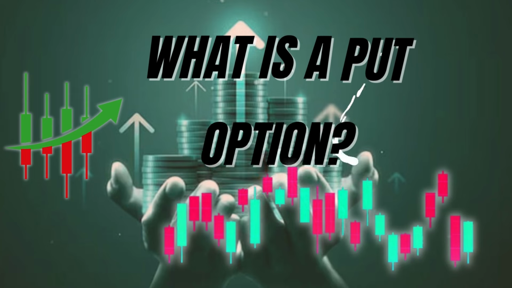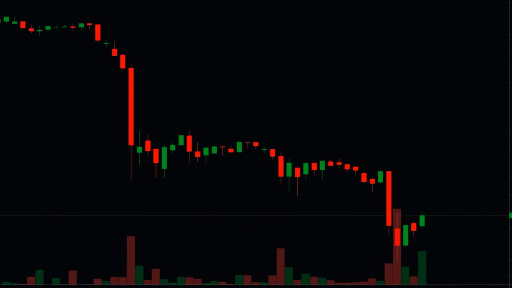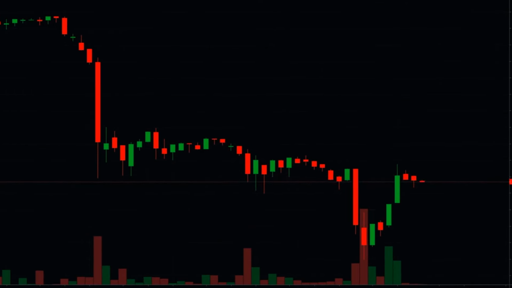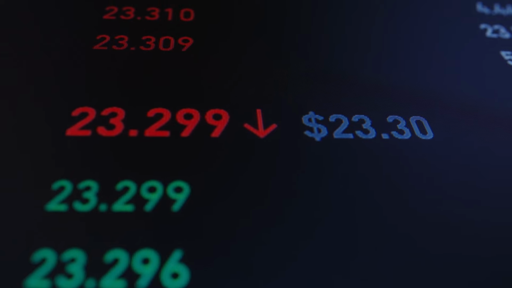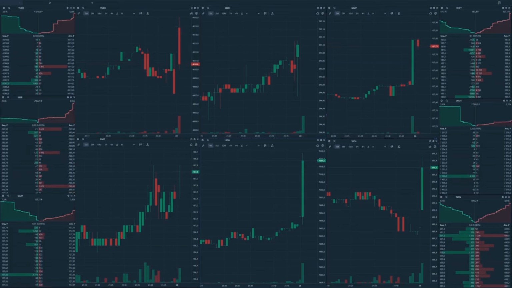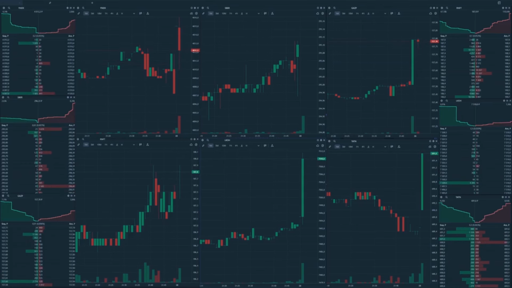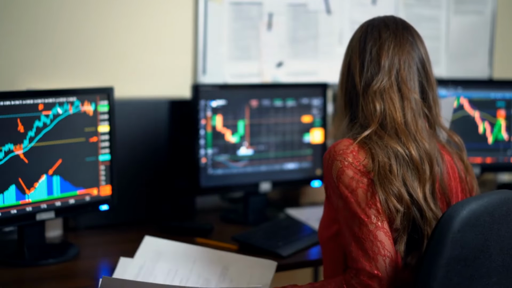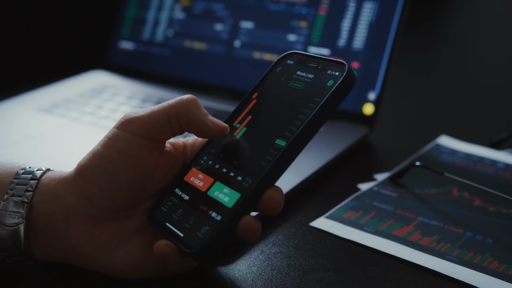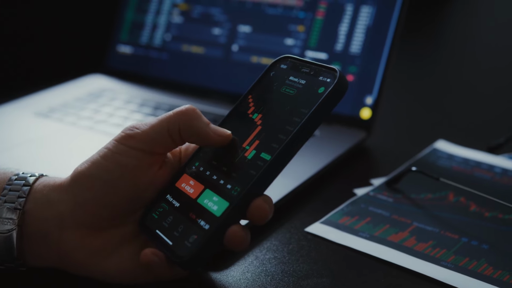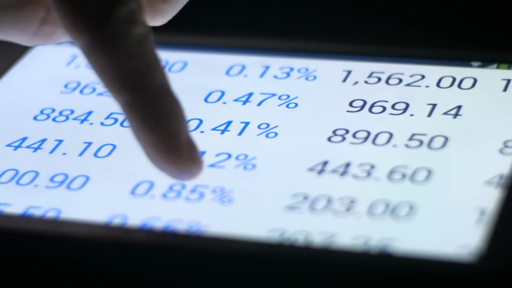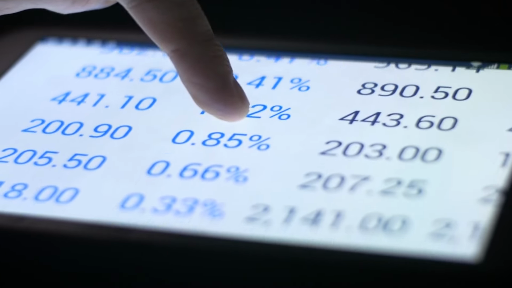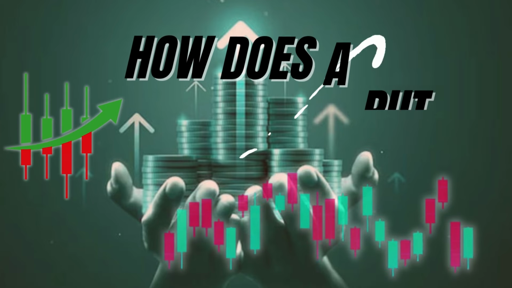What is a put option? A put option is the opposite of a call option. It gives the holder the right to sell the stock at a specified strike price before the option expires. Investors buy put options when they believe that the stock price will fall in the future. If the stock price does fall, they can sell it at a higher price than the market price, making a profit.